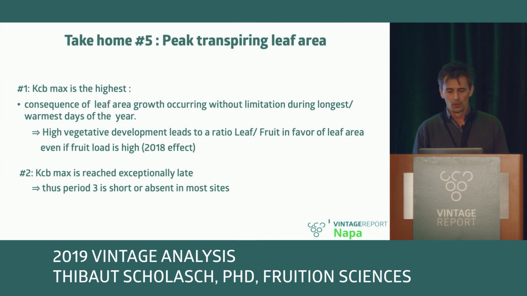On top of that, we observe, because last year, 2018, we also had no stresses during period 2, a high potential for bud fertility. However, despite the fact that the crop load looks relatively high, we had proportionally a greater amount of energy diverted towards the leaf area. And I know that because the KCB max are higher. So that means that when you think about your crop thinning manipulation, maybe you're going to have a greater impact by reducing the transpiring leaf area than by reducing the amount of clusters.